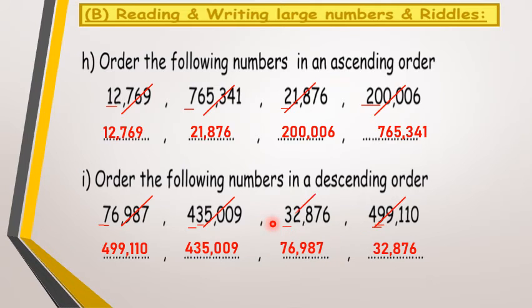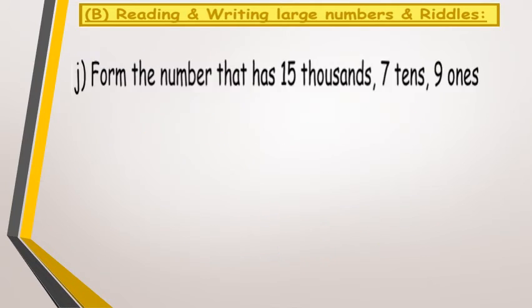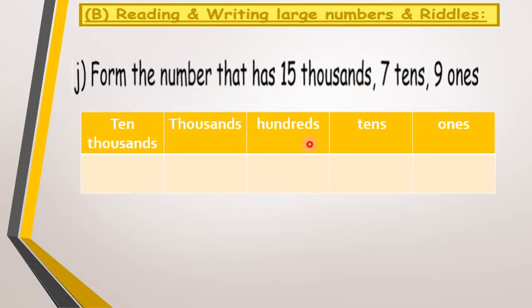And the last number will be this. Here I want to form a number that has 50,000, 10, 7 tenths, and 9 ones. So I will make my place value mat. I have here my place value mat, and I will put each digit in the place value. I have here 50 in 1,000. So 50 in 1,000 will be in the thousands family. So 1 in tens and 5 in thousands.